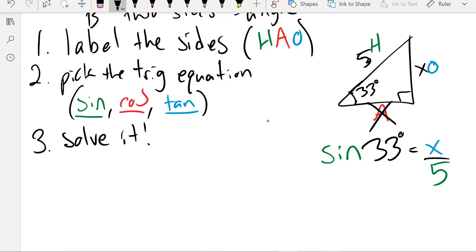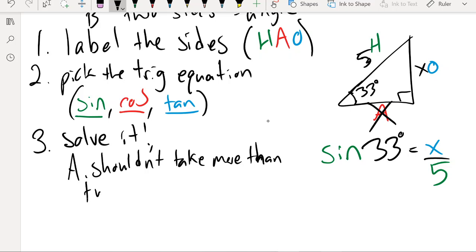But here's what's up. There are only 3 different ways to do this. If you want to solve it really easily, you need to keep something in mind here. It shouldn't take more than 2 steps. If you're trying to solve this equation, our example is sine 33 equals x over 5, and you're on step 3 of trying to solve it, you're definitely doing something wrong. It doesn't take more than 2 steps to solve any of these.